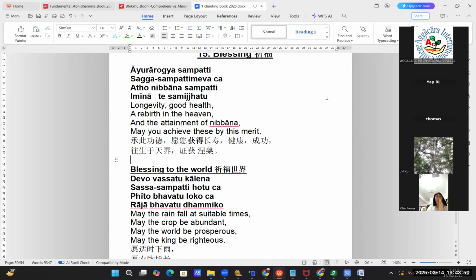Blessing. Ayuraroga sampatti, sabga sampatti mevacha, atto nibbana sampatti, iminate samijjatu. Longevity, good health, a rebirth in the heaven, and the attainment of nibbana. May you achieve this by this merit. Blessing to the world. Devo vassatu kalena sassa sampatti hotu ca pito bhavatu loko ca raja bhavatu dhammiko. May the rain fall at suitable times. May the crops be abundant. May the world be prosperous. May the king be righteous.